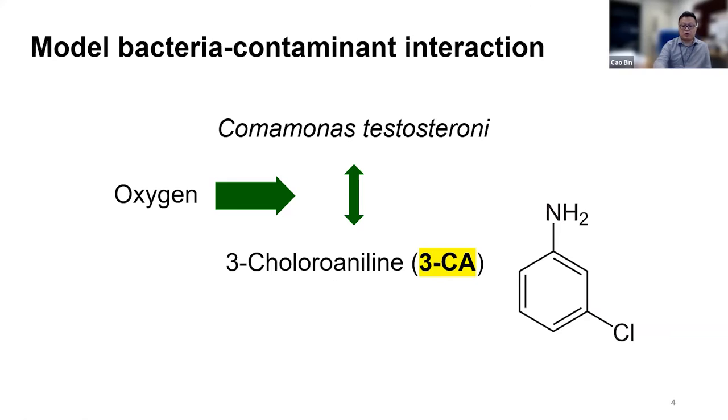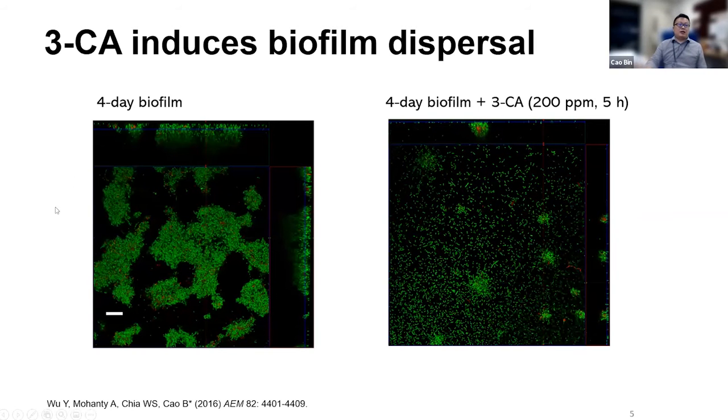Now, the question that we want to address is, what if we introduce this contaminant to the biofilm of this bacterium? What happens? This is the simple experiment. We grew the biofilm for 4 days, and then after that, we introduced 3CA at a concentration of 200 milligrams per liter. That's quite a low concentration, and at this concentration, the bacterial viability is not affected at all, and in fact, the bacteria are able to degrade 3CA.